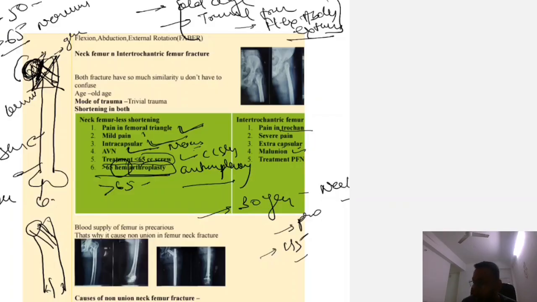Why is it written as hemiarthroplasty? Because we are only replacing the femur head by bipolar or Austin Moore prosthesis. So that's why it is written as hemiarthroplasty. If we also replace the acetabulum, then it is known as total hip replacement.